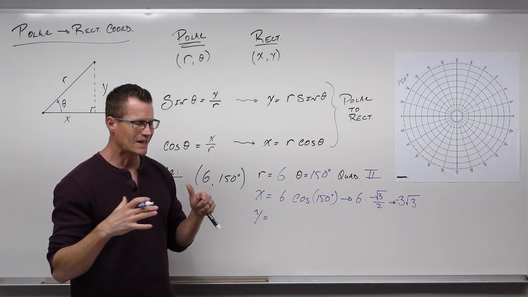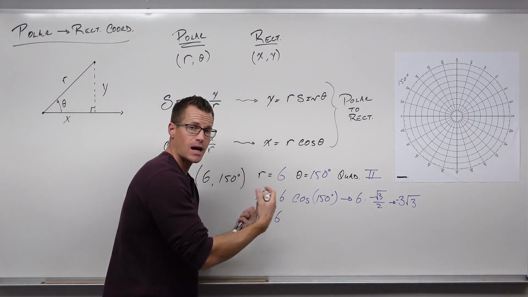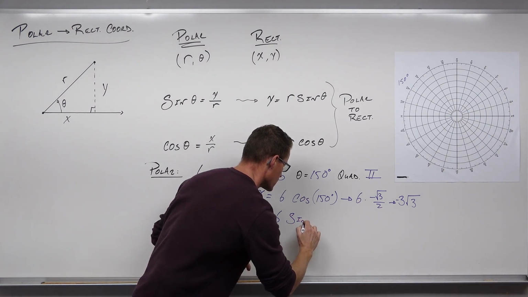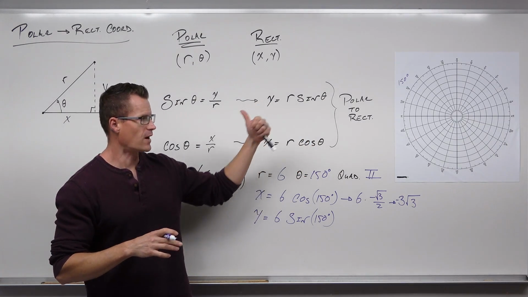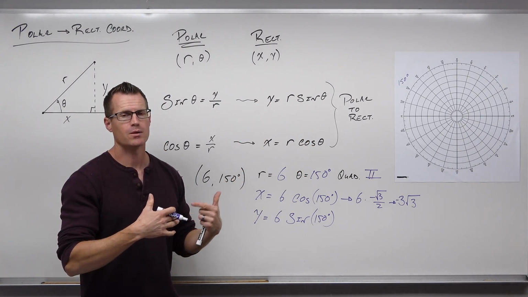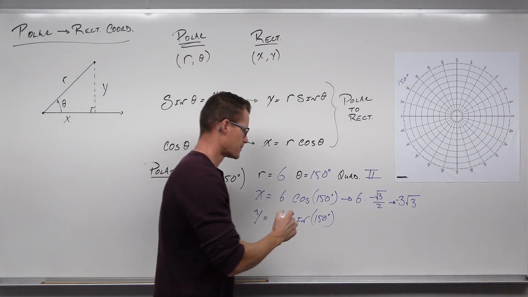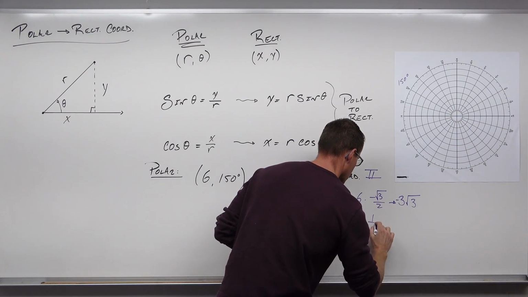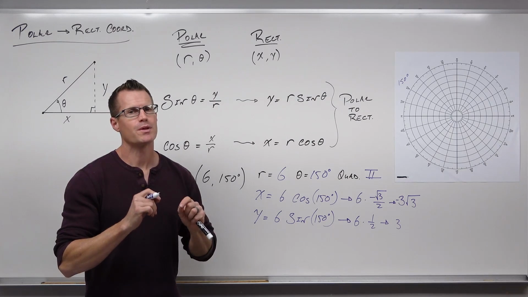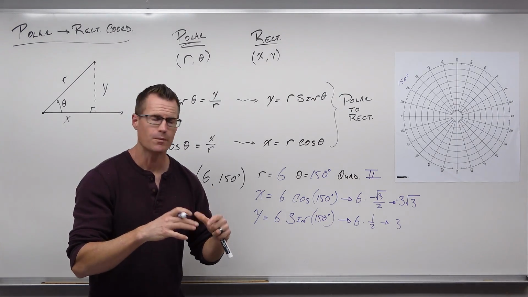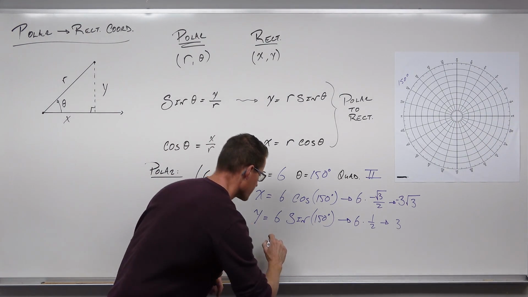The y-coordinate is found really similarly, but we're using sine because sine relates to y. So 6 times sine of 150 degrees. Now, because sine of 150 degrees, or 5 pi over 6, same thing, is 1/2, we'll end up with 6 times positive 1/2. Remember, at 150 degrees, that y value is positive. So if we put this together, remember that x comes first, y comes second, put them in order. We're going to get negative 3 square root 3 comma positive 3.